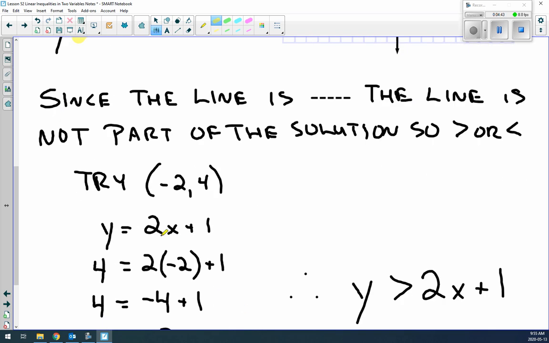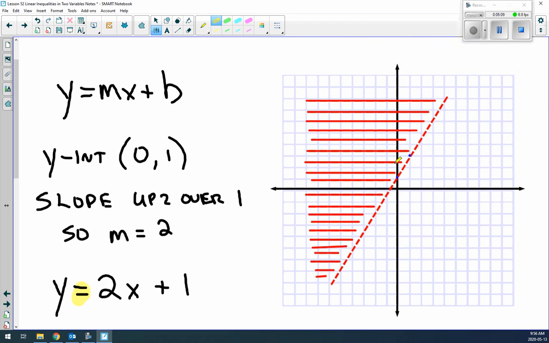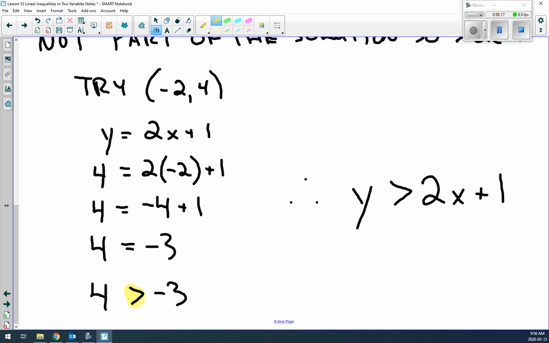So we plug in our values: y is 4, x is negative 2. We do all the math and end up with 2x plus 1 equals negative 3. Now, to make this true, what's the inequality? Is 4 less than negative 3 or greater than negative 3? Well, 4 is greater than negative 3, so that has to be our symbol. We just picked our test point and worked backwards. Therefore, y is greater than 2x plus 1. So it's not that bad, right? You can figure it out based on the y-intercept, the slope, the dotted line, and then a test point. You can work your way backwards to figure out what the equation actually is. All right?